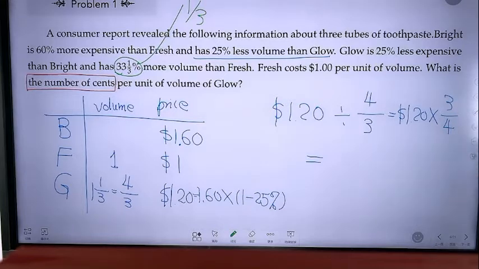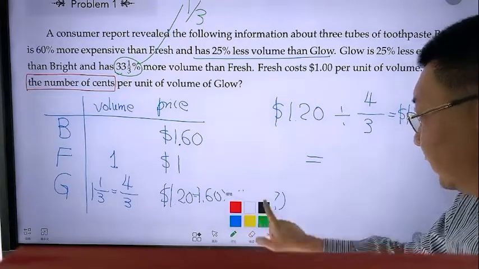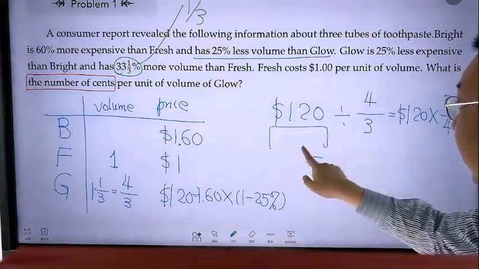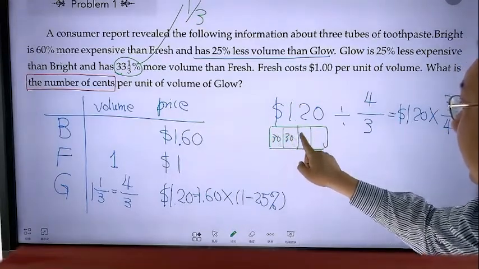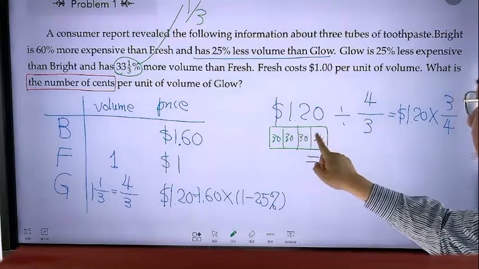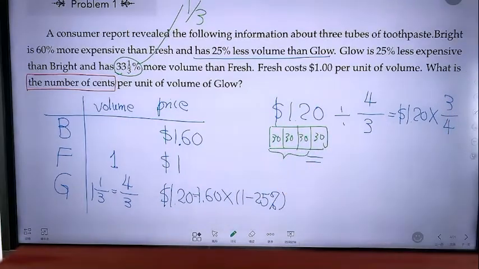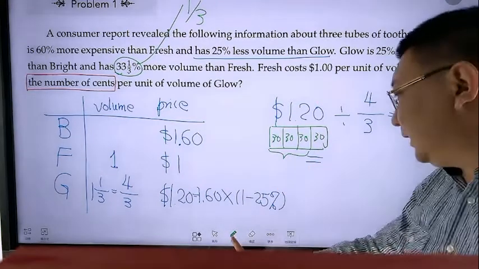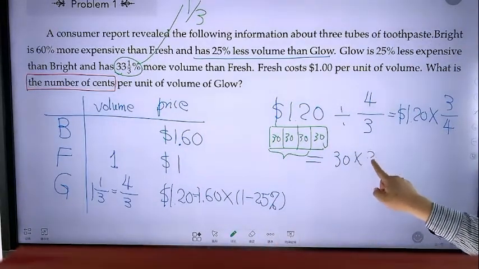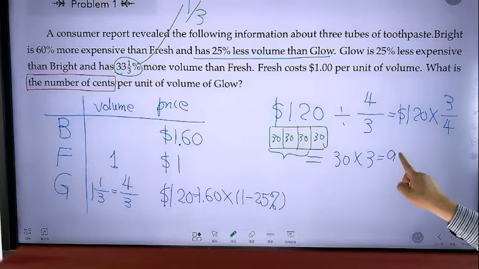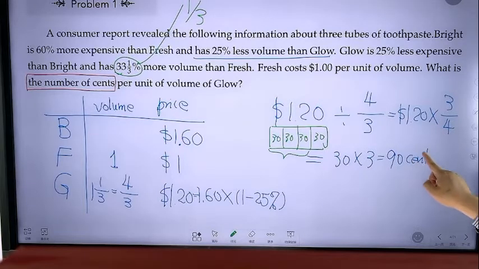So we may make it into a multiplication, and then this 120, actually we need to divide it into 4 parts, and then each part would be just 30 cents. And so here, because the whole thing is more than 1 volume, we are calculating 1 volume, so it's just 30 times 3, so it's 90 cents. So 30 times 3, that is 90 cents.